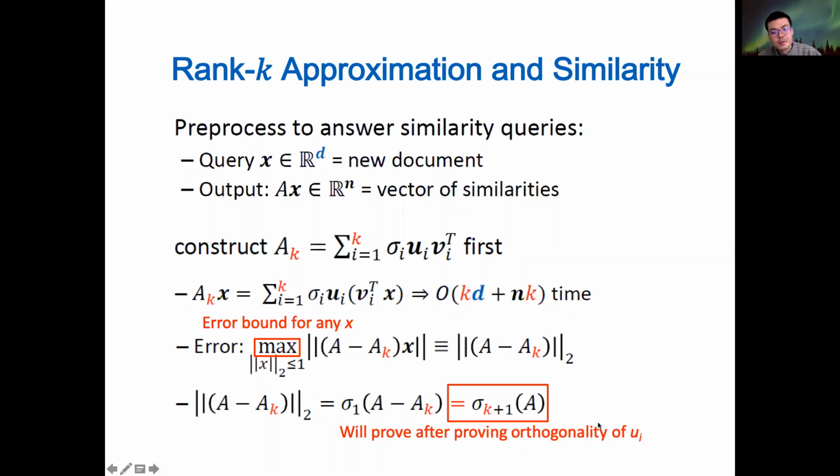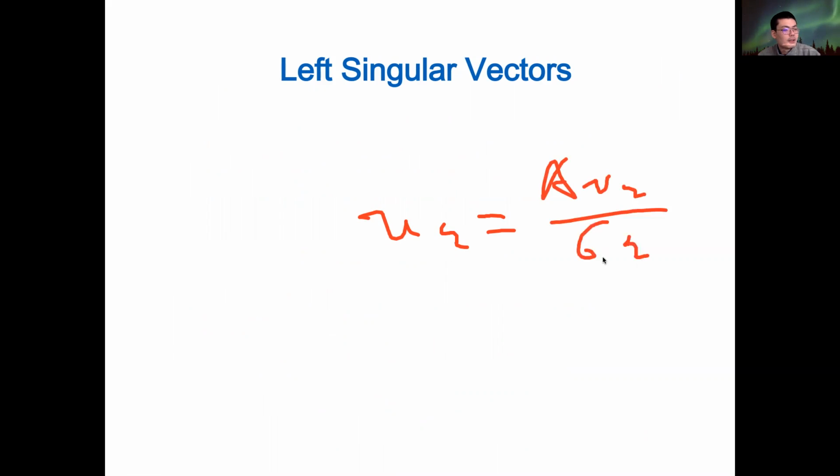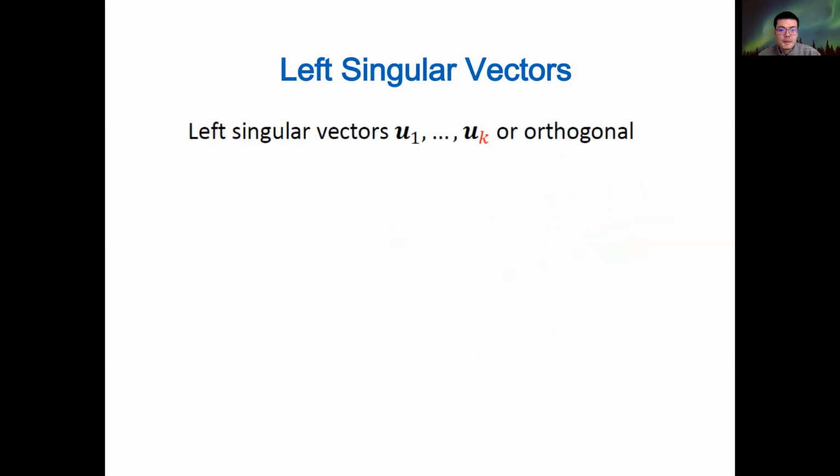But in order to prove that, we first need to show that the U_i are orthogonal. The reason is very simple: we construct U_i. If you remember how we define U_i, it's constructive: U_i is equal to A V_i divided by sigma_i. But there's no guarantee that U1 and U2 constructed like this are orthogonal, unless you prove it. And here we actually spent the last part proving this theorem.